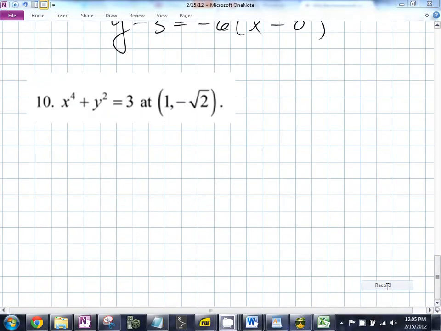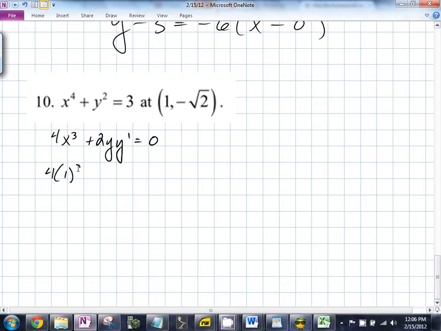Here we go. So, we need to use implicit differentiation. So let's use, what do we get? 4x cubed plus 2y plus 2y y prime equals 0. 0. Correct. What does x equal?